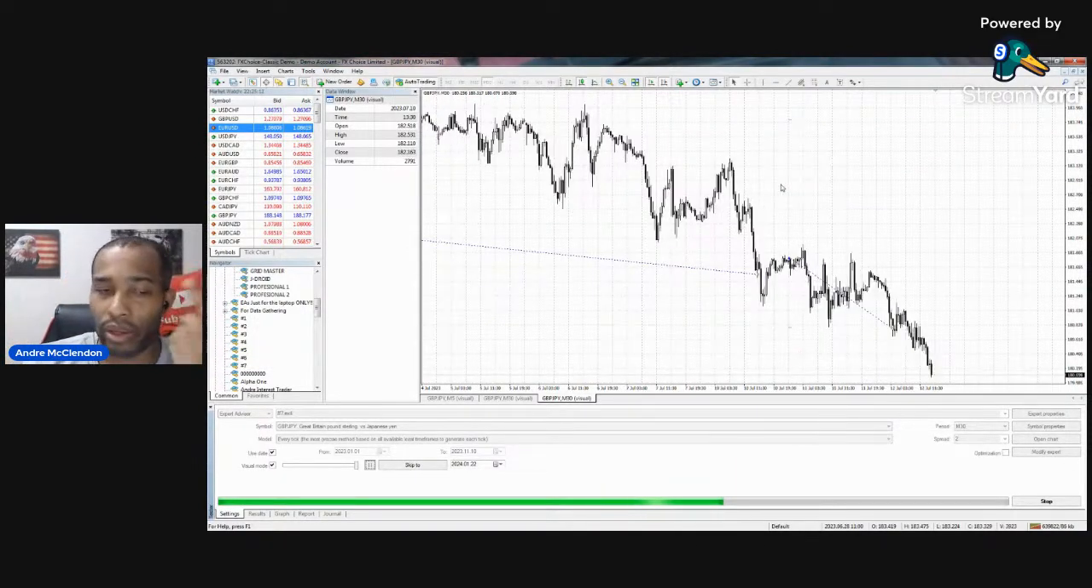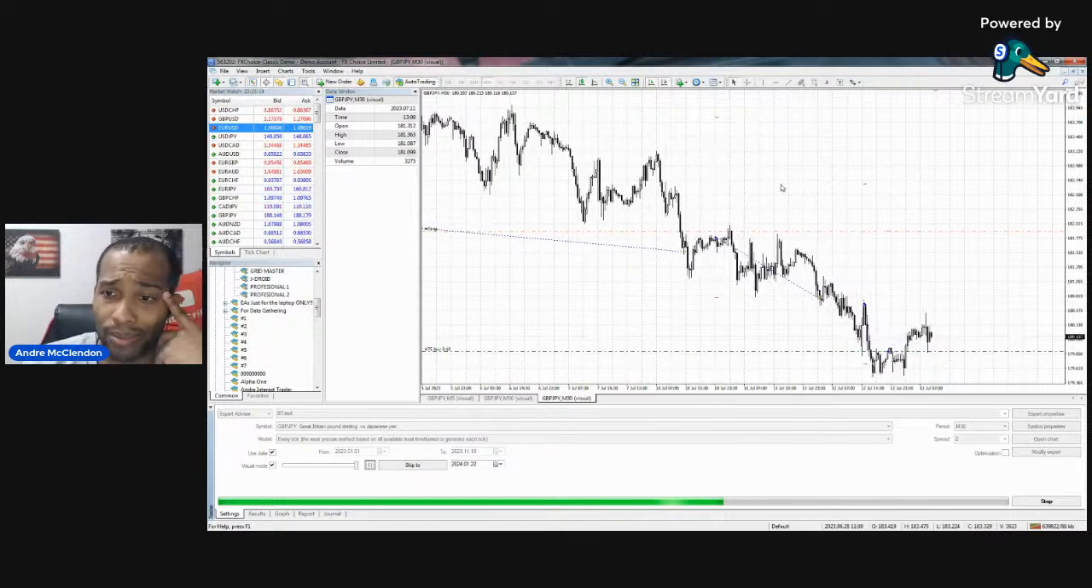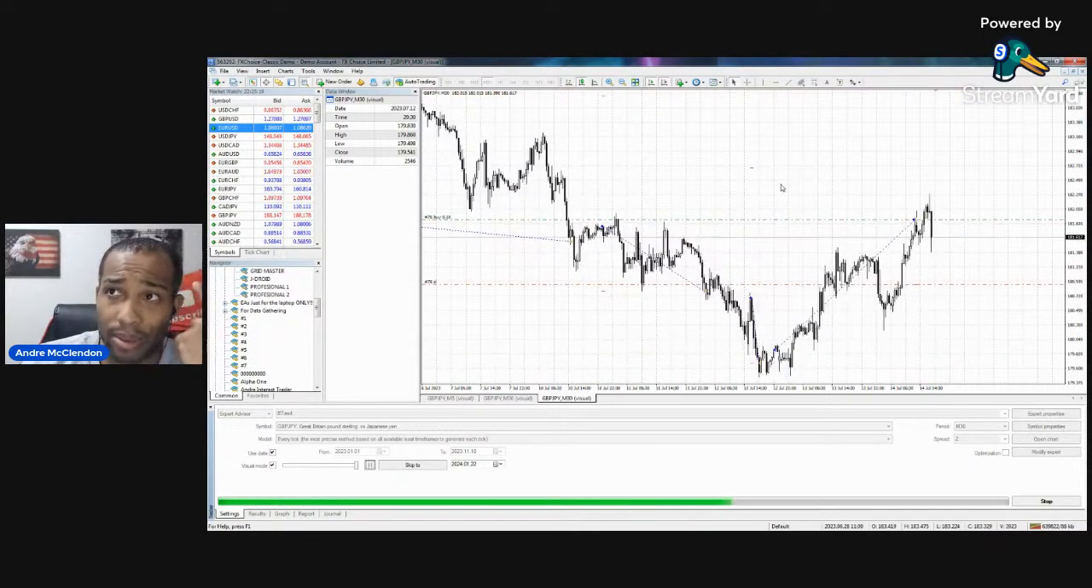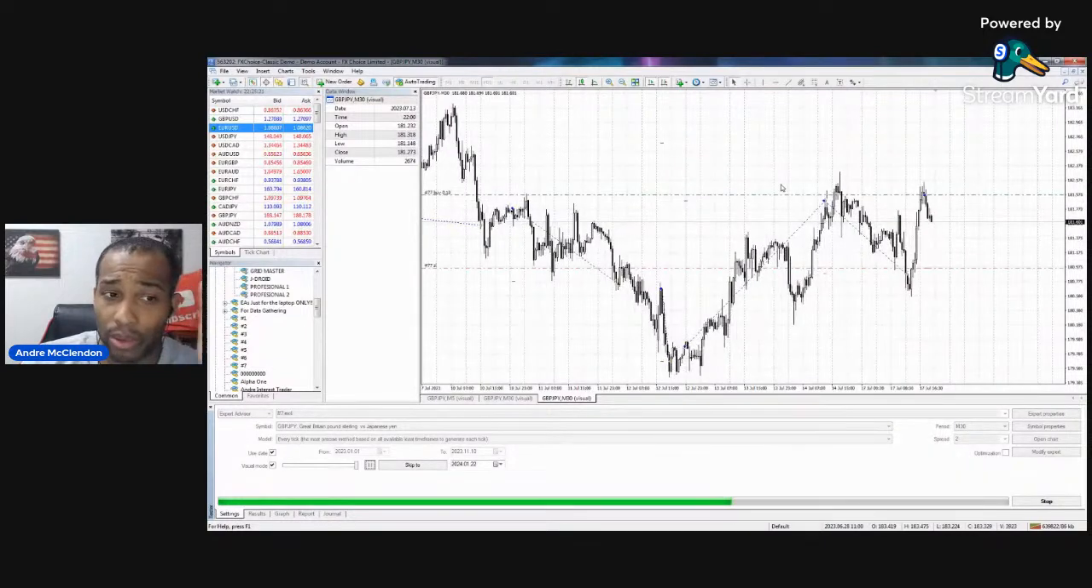Because if the larger trend just goes up, all you have to do is buy like once a week. And let's say it's like a 10-month trend and you're buying once a week, you're going to be right.